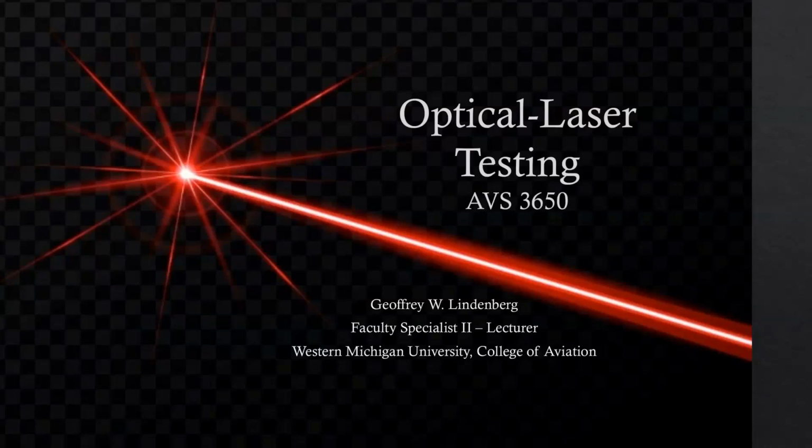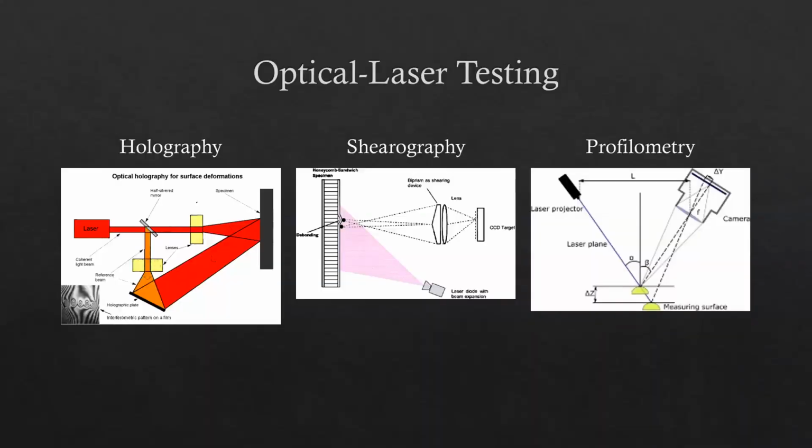So for laser methods, there are three methods we're going to look at. All three of them use, well, the first two use very similar processes. The third one is still considered an optical laser testing method, but it's a little bit different. The first one is holography, and the second one is shearography. Those work in kind of similar manners. It's just the way the light travels is a little bit different.